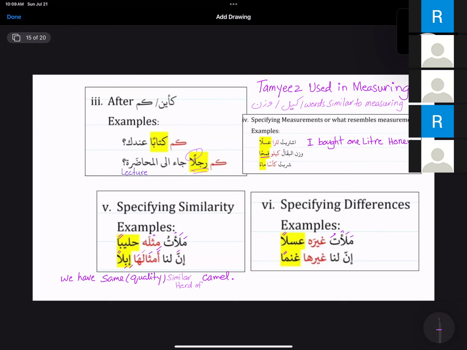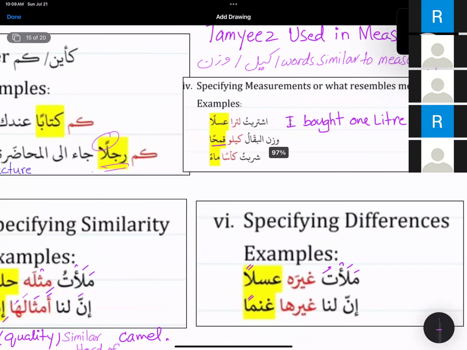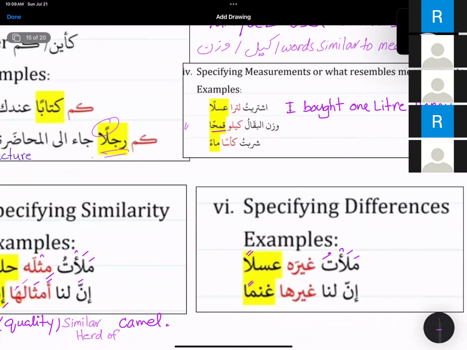And then we see all these examples of measuring ishtaraitu litran, right? Wazanul bakalu. Kilo, kamhan, kamhan is wheat. So the grocer, the shopkeeper, we can say, or grocer, he measures what? Kilo. So kilo of what? Kamhan, wheat. Shariptu kasan, maan. So I drank a cup. Right? So it's not clear. I'm going to say ma'an.